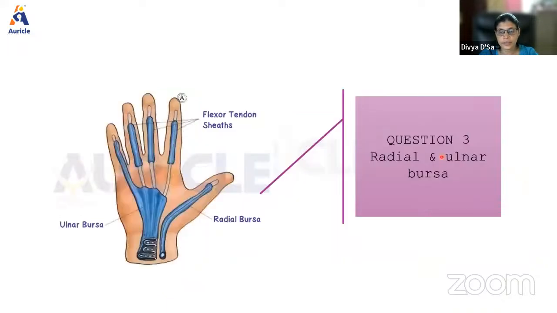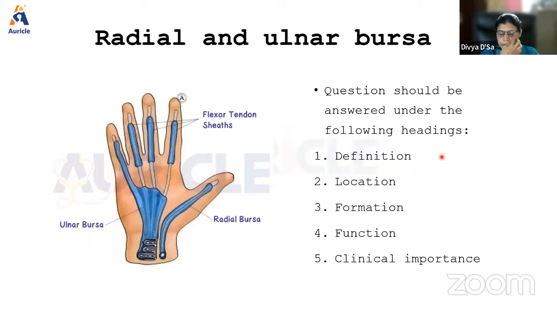Then we have the radial and the ulnar bursa. What do we mean by that? We have two bursae, radial and ulnar. You can see this is the radial bursa, and this is the ulnar bursa.